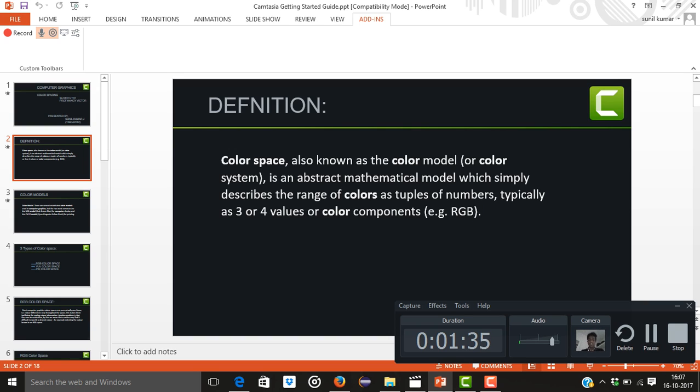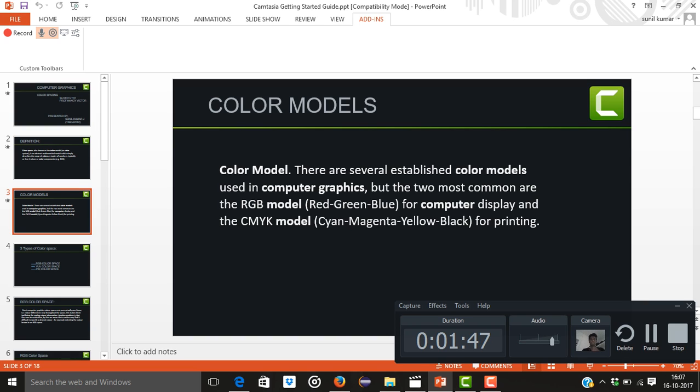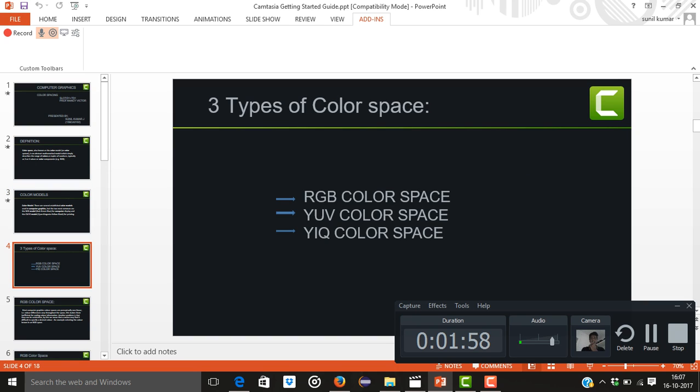A color model is an abstract mathematical model which simply describes the range of colors as tuples of numbers, typically 3 or 4 values or color components. Example: RGB color. There are several established color models used in computer graphics, but the two most common are the RGB color model and the CMYK model, for printing. And there are three types of color space: RGB color space, YUV color space, and YIQ color space.